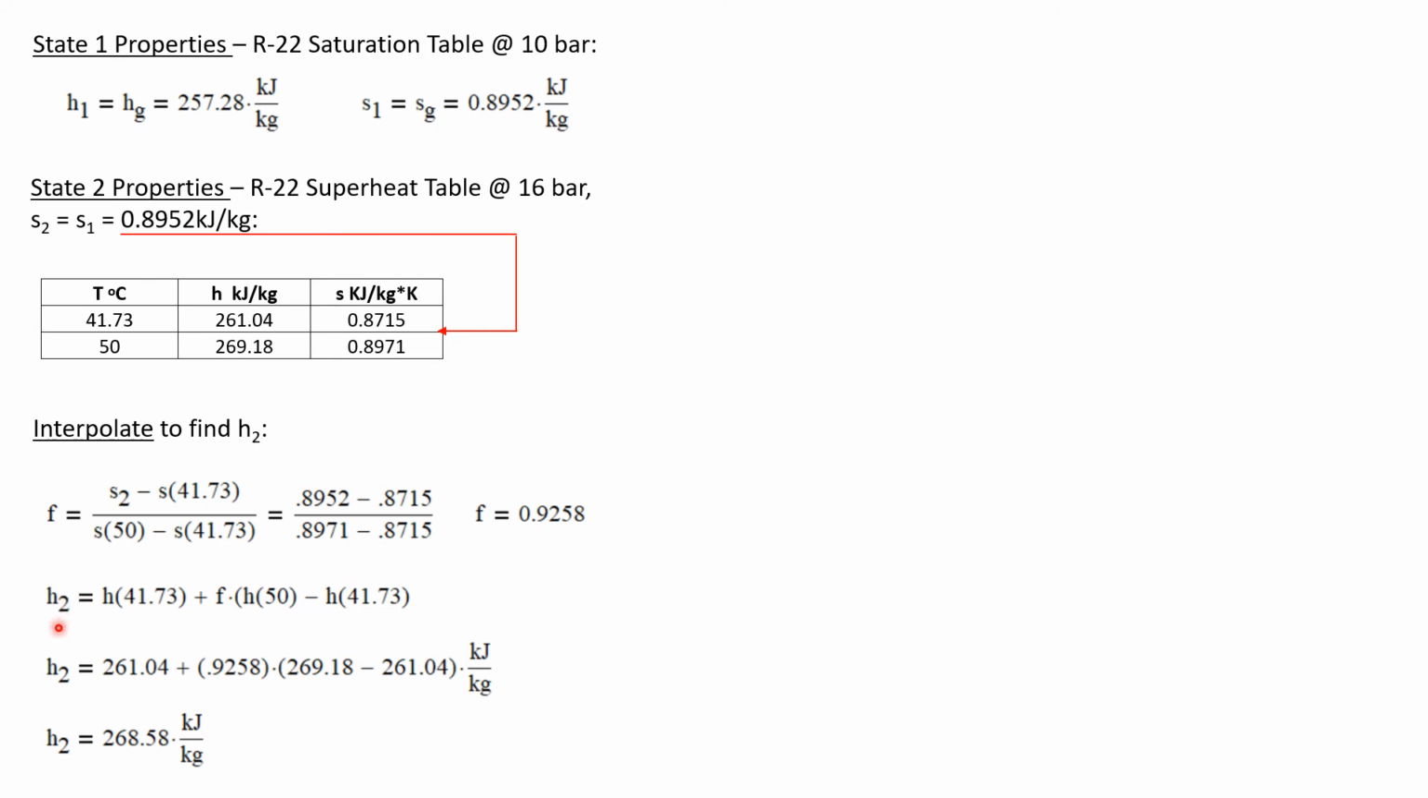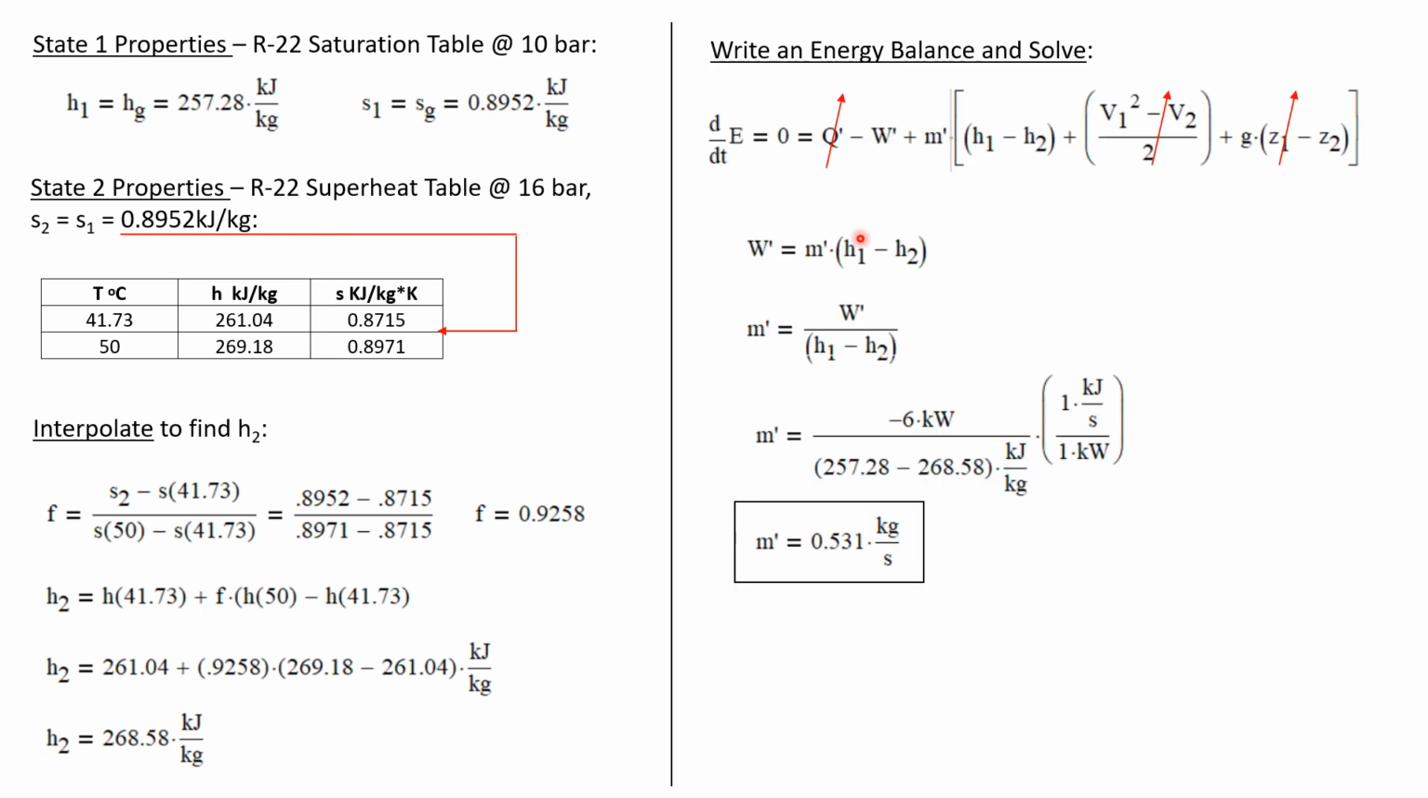Now let's calculate the enthalpy at state 2. It's the enthalpy value in the first row plus my interpolation factor times the enthalpy value in the second row minus the enthalpy value in the first row. I'm plugging in all those values. I get a value for H2 of 268.58 kilojoules per kilogram.